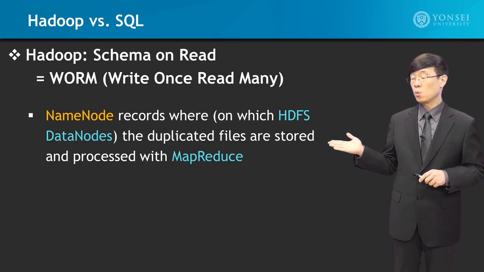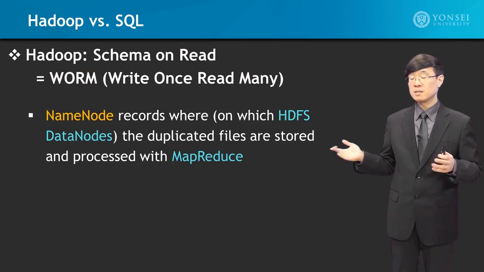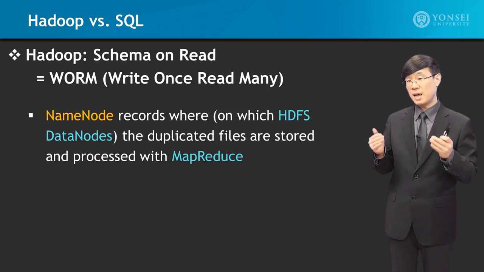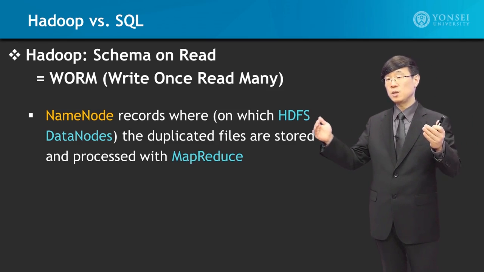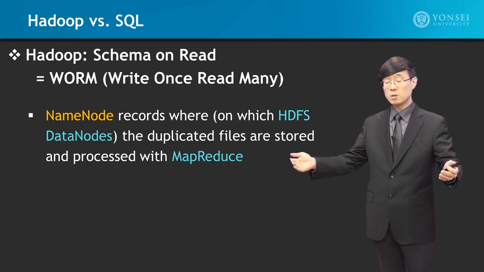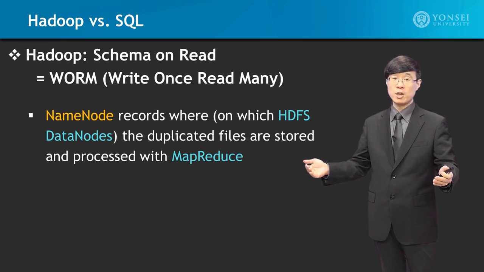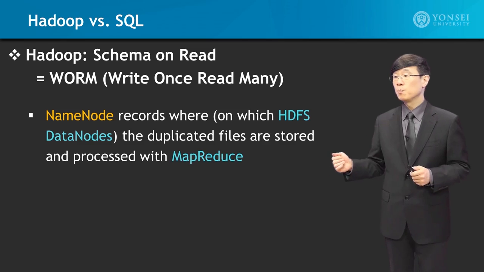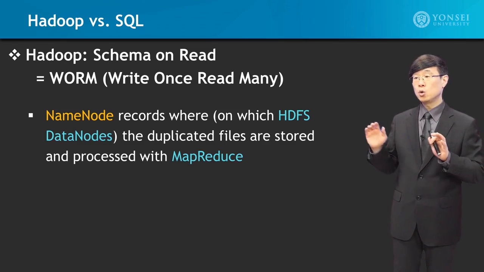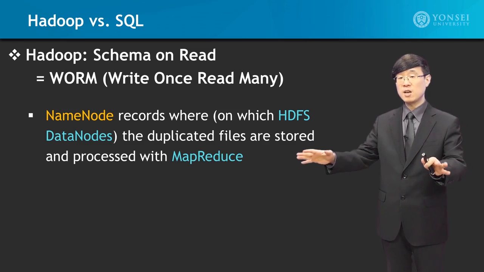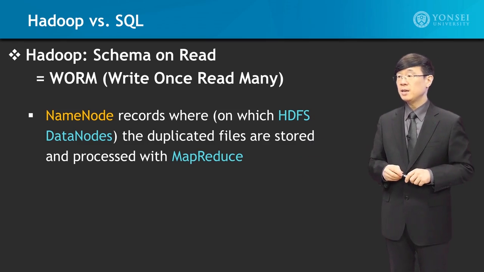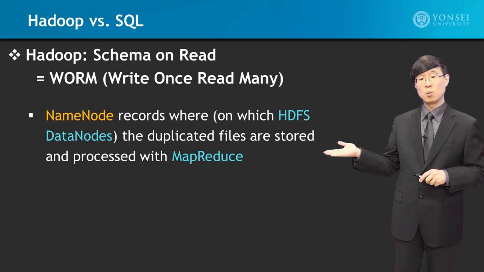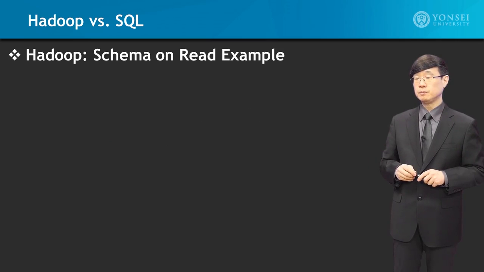NameNode will record where the duplicated files are stored. In other words, the NameNode will assign data processing to the DataNodes. The DataNodes are where the MapReduce operations are done. So the NameNode will record which DataNode got what, and they will process what MapReduce programs.